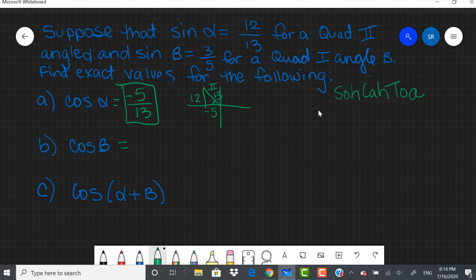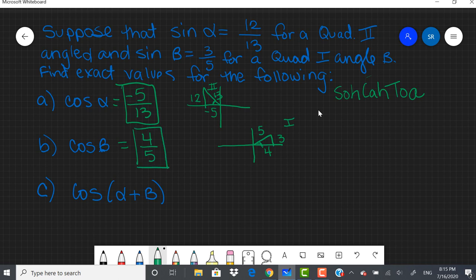All right, we're then going to go to cosine beta. This is over in quadrant 1, so we make another little triangle over here. My angle beta is right here, and opposite is 3 since sine is opposite over hypotenuse, which is 5. So sine beta is 3/5, known from the given. Cosine is adjacent over hypotenuse. The 3 and the 5 are part of a Pythagorean triple, so this right here is going to be a 4. Everything is positive in quadrant 1, so cosine is 4 over 5.